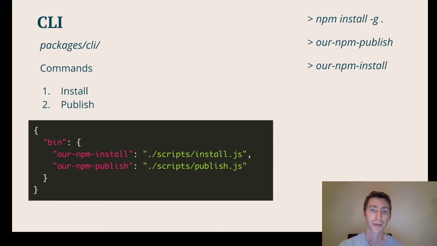Onto the CLI, located in our monorepo in packages CLI. We're only going to be creating two commands for the POC, so install and publish. So the package JSON will look like this on the left. Using binaries means that inside the package CLI folder, we can run a global install. And from any directory in the terminal, we can run the commands on the left. So we'd run npm install global, and then we've got these commands that we could run, rnpm publish and rnpm install.